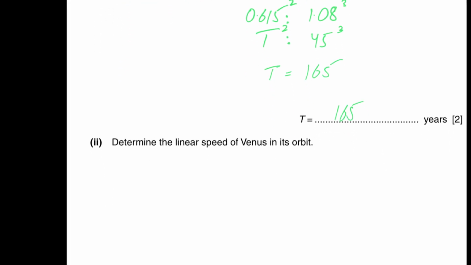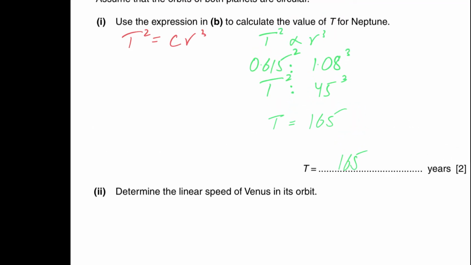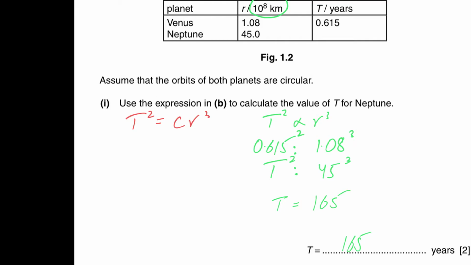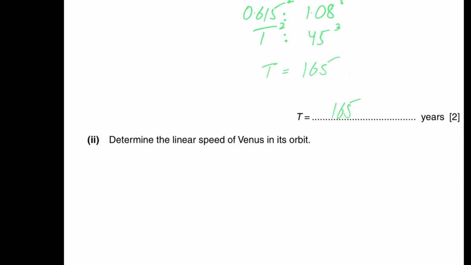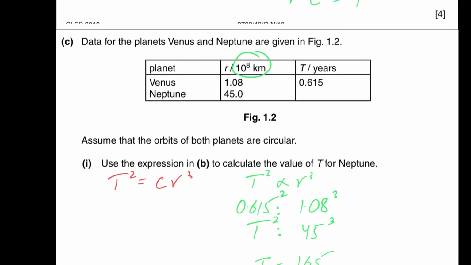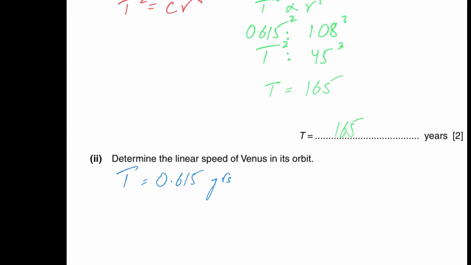The next part of the question says determine the linear speed of Venus in its orbit. Now, we've got the time period for Venus, that is 0.615. We've got the distance or the radius for Venus, that is 1.08 into 10 to the power 8 kilometers. Let's copy that down. So, for Venus, the time period is 0.615 years, and the radius or the distance from the Sun is 1.08 into 10 to the power 8 kilometers.